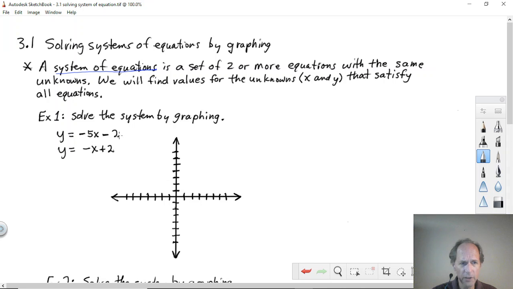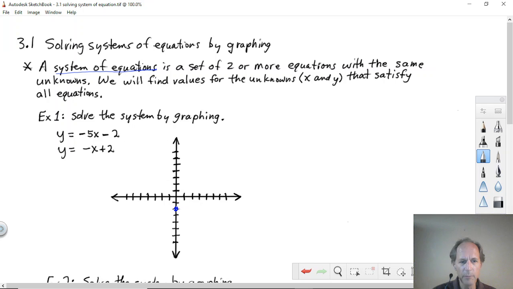We'll graph this first line. These are both in slope-intercept form, so we can use that to graph them fairly quickly. The y-intercept of the first one is -2, so we can make that point. That's one point on that line. Then we have a slope of -5, because that's the coefficient of x. Remember, this is y equals mx plus b. m is the slope, so it's -5.